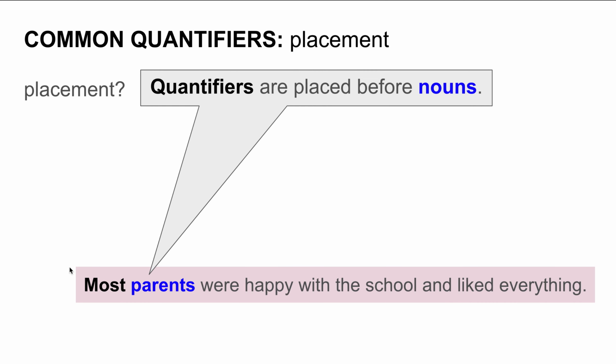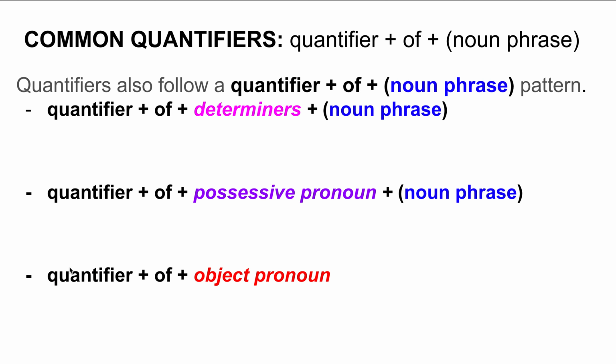Okay, moving on. Quantifiers also follow a quantifier of noun phrase pattern. Let's look at three patterns of these. The first one is quantifier of determiner noun phrase. What is a determiner? Determiners are words such as the, this, that, these, those, and such.